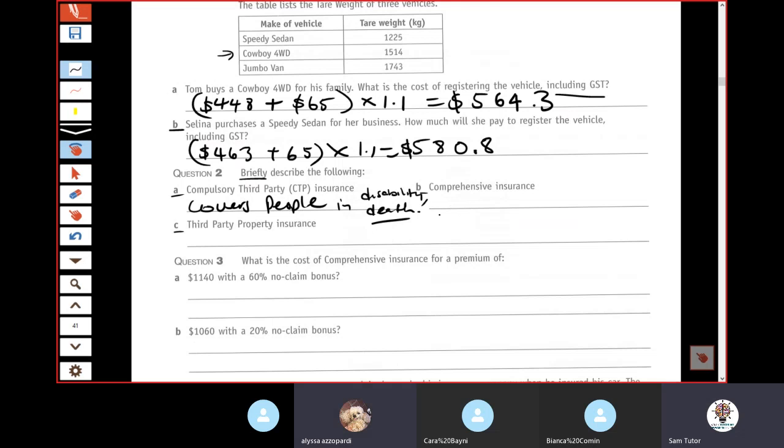Is this just for cars or in general? Correct. Well, no, compulsory third-party insurance, CTP insurance, is for cars. And then there's comprehensive insurance, which covers the third party, meaning the other person, covers the third party's car and property. So this one doesn't cover property, right? This is just people. Comprehensive covers the third party's car and property as well as yours.